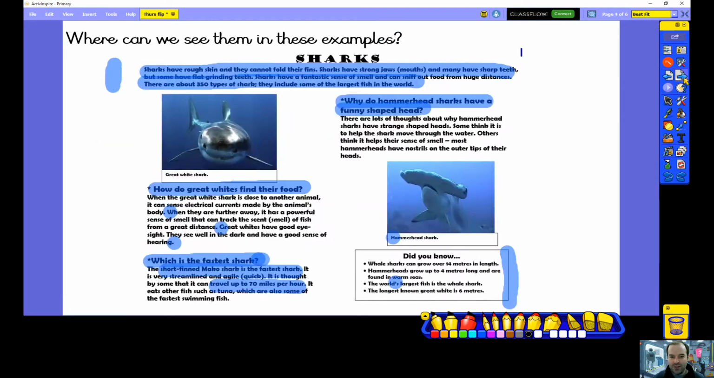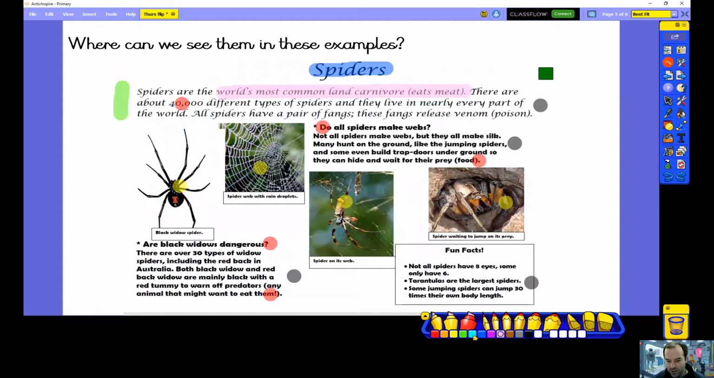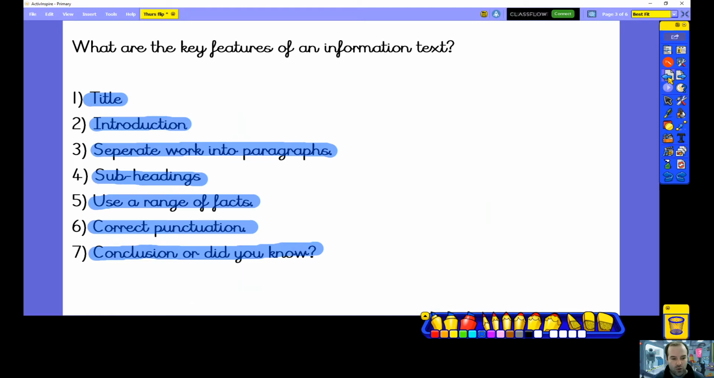What else are we looking for? Subheadings. Let's find some subheadings. Find me a different color. We've got a subheading here. Subheading here. Subheading here. So we've got also multiple subheadings, again, 1 at the start of each paragraph, just as we were talking about before. And we've got a conclusion, did you know, fun fact.